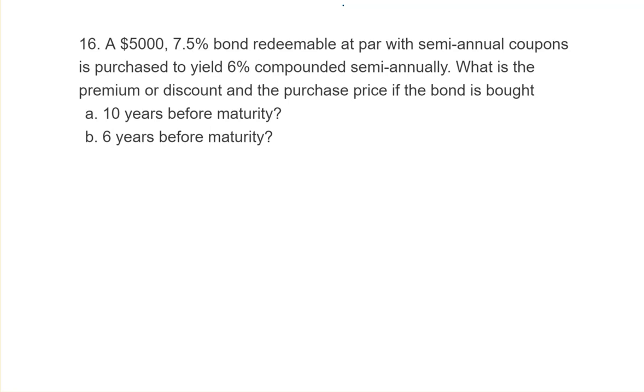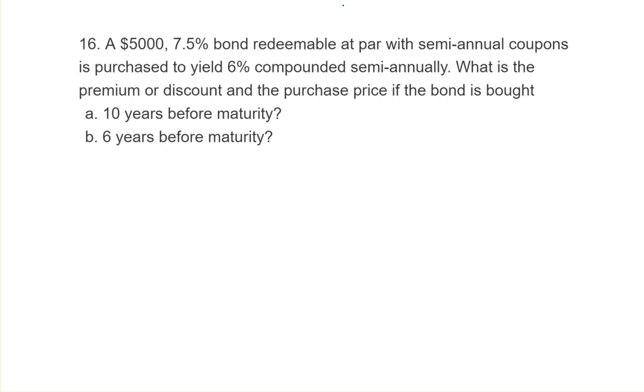Let's do number 16 on page 634. A $5,000 7.5% bond, redeemable at par with semi-annual coupons, is purchased to yield 6% compounded semi-annually. What is the premium or the discount and the purchase price if the bond is bought A, 10 years before maturity, and B, 6 years before maturity? We're just going to do A since B is going to be very similar.